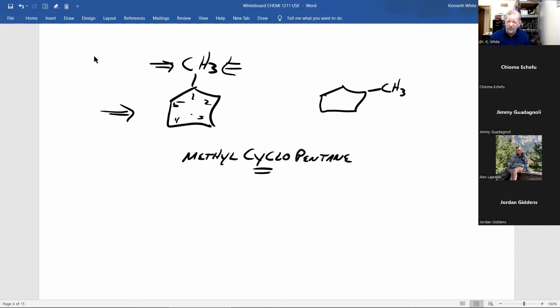And what would be the IUPAC name for this? Let's call this A, let's call this B, one from column A, one from column B. All right. We've got a ring. And it's pentane. It's a ring, cyclopentane. We have a methyl group. Well, you'd say, Dr. White, isn't A 1-methyl cyclopentane and B 2-methyl? No. IUPAC names, you never have different names for the, let me rephrase that. One molecule only has one name if you do it correctly.